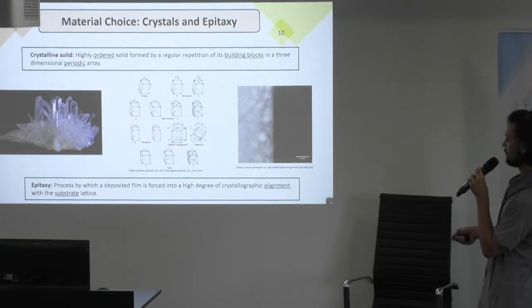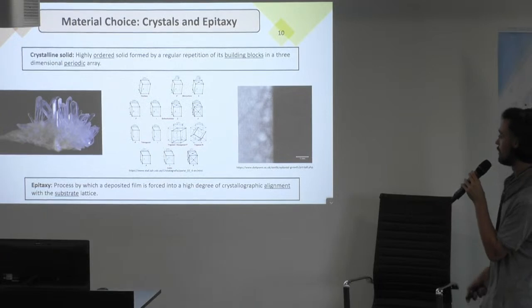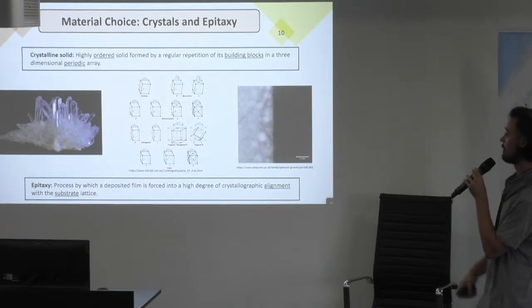So I've put here the different unit cells that we can have, and here an image of a crystal, in which we can see it has this hexagonal shape. This happens because it's formed by this kind of cell stacked in a three-dimensional array.